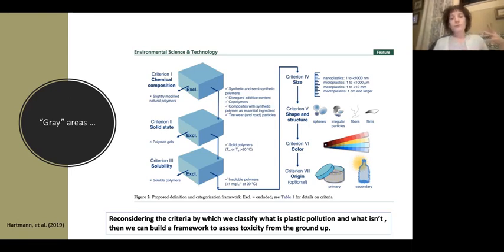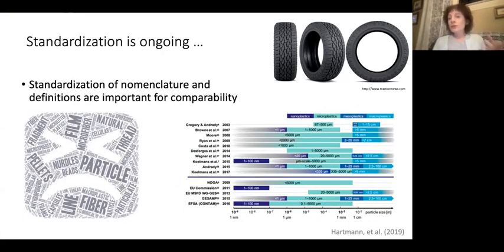So we're reconsidering the criteria by which we classify what is plastic pollution and what isn't, and then from that we can build a framework to assess toxicity from the ground up. So standardization is ongoing, and it's complicated, and people spend many hours and days and weeks talking about this challenge and trying to come to some agreement and consensus on how we best standardize plastics.